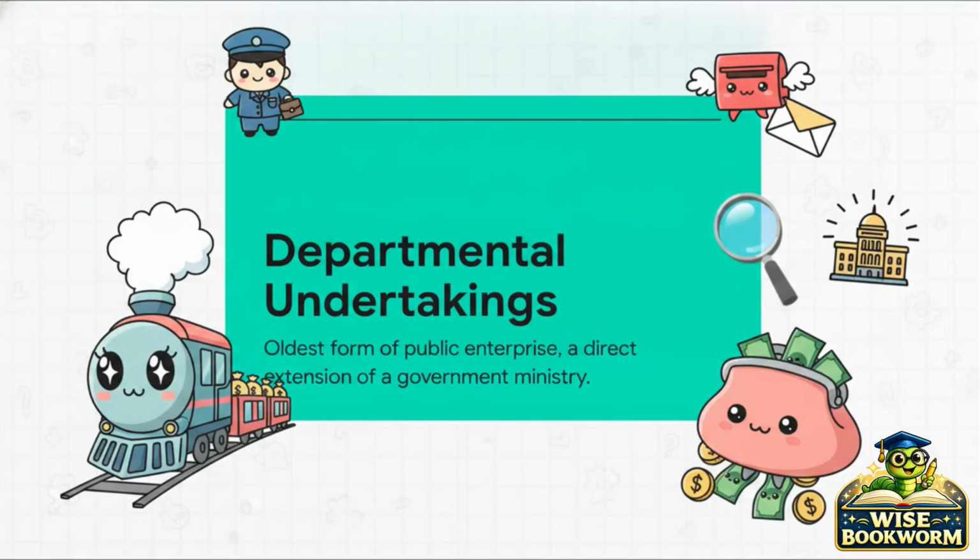So, the very first and oldest framework is the departmental undertaking. Think of this as a direct extension of a government ministry. It doesn't even have an independent legal status. Their funding comes straight out of the government treasury as an annual appropriation, and any money they make goes right back into the treasury. Classic examples of this would be the railways or the Post and Telegraph Department. Because they're directly managed by civil servants and ministries, they offer incredibly high public accountability.